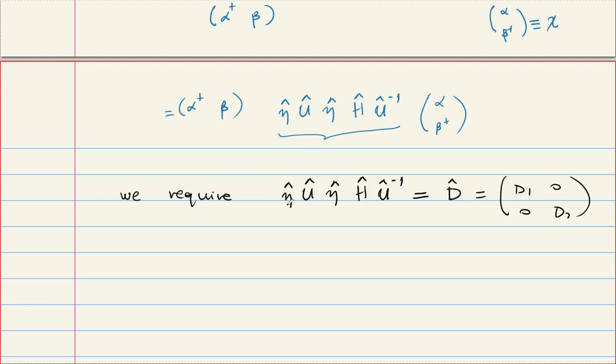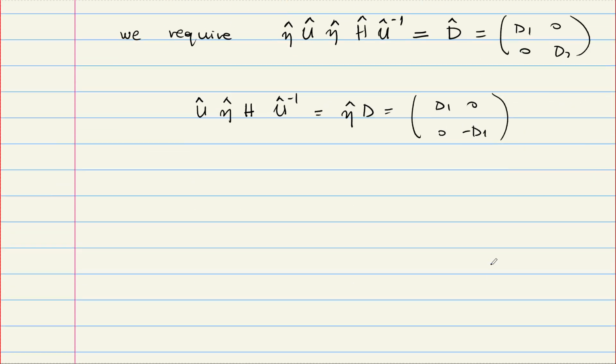Or I can multiply both sides with eta and use eta squared being 1, then it's going to be u eta h u inverse is going to be eta times d, and this is still diagonal, d1, 0, 0, minus d1. And this is the desired form, because this says, rather than finding the eigenvalues and eigenvectors of h, if I find eigenvalues and eigenvectors of this new matrix, that's going to make my Hamiltonian diagonal.